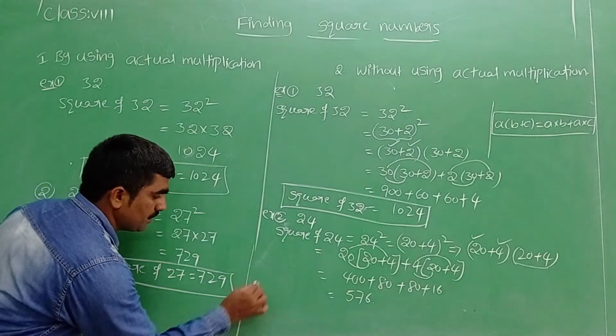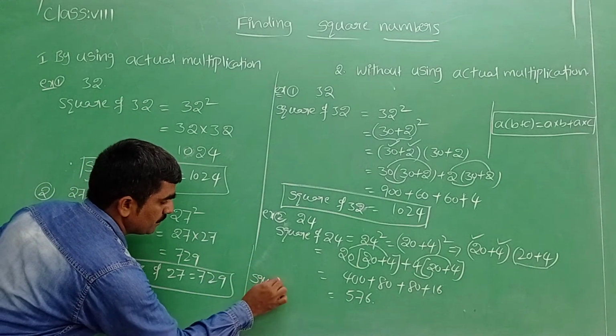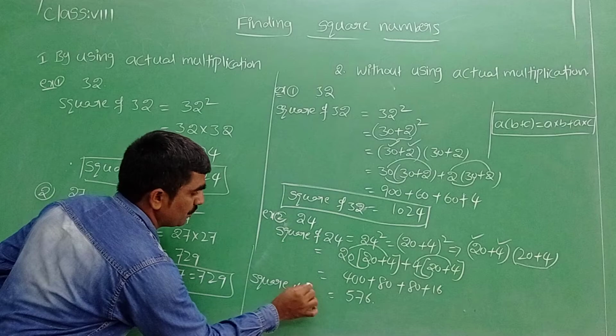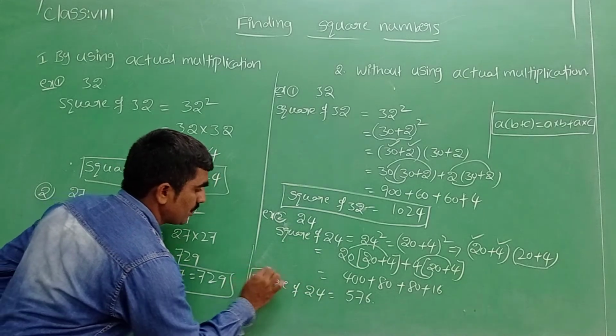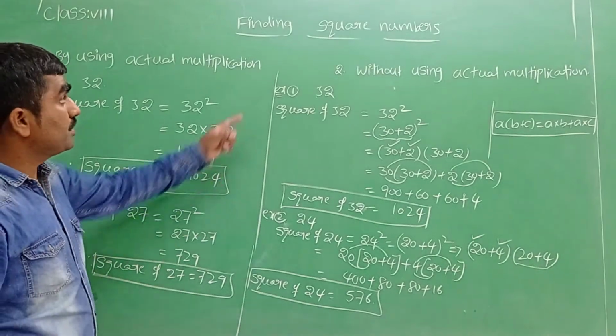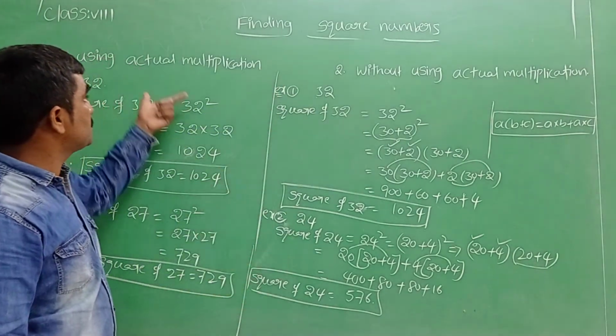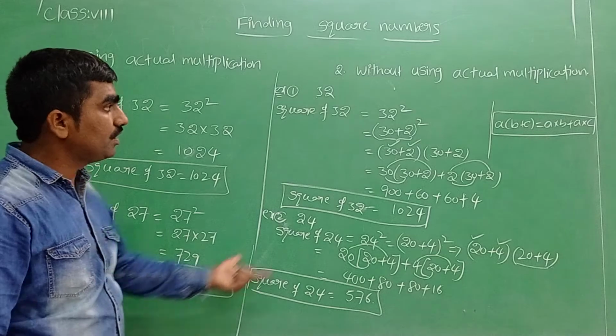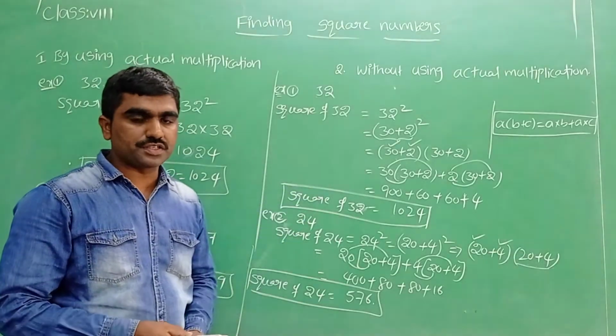576. Now what can we write here? The square of 24 is 576. So this is the way to find the square of a given number by using the actual multiplication method and without the actual multiplication method.